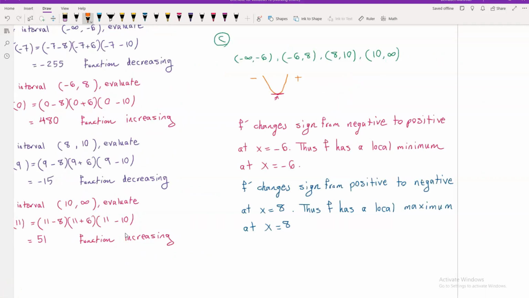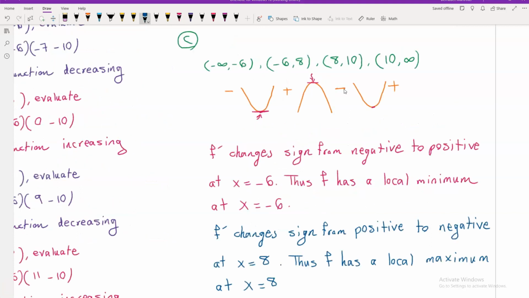And now in the interval 8, comma, 10, our function is decreasing. So here we have a negative number. So f prime changes sign from positive to negative. So first we have increasing, then decreasing from left to right. And at this point, which is x equal to 8, we have a local maximum.